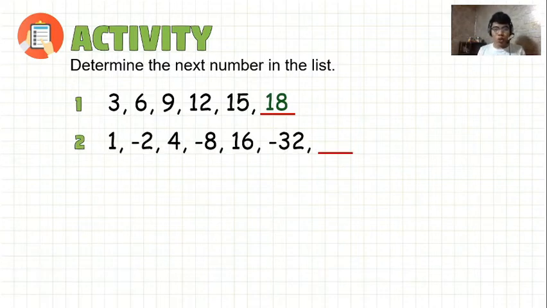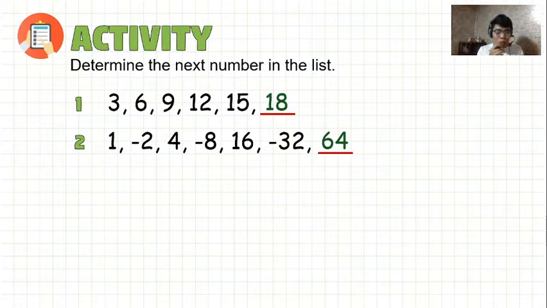Now for number 2, suppose we have this list: 1, negative 2, 4, negative 8, 16, negative 32. What is the next number? Now, if your answer is 64, then that's correct. How do we get 64? Observe that from this list, each number is obtained by multiplying negative 2 to the preceding term.